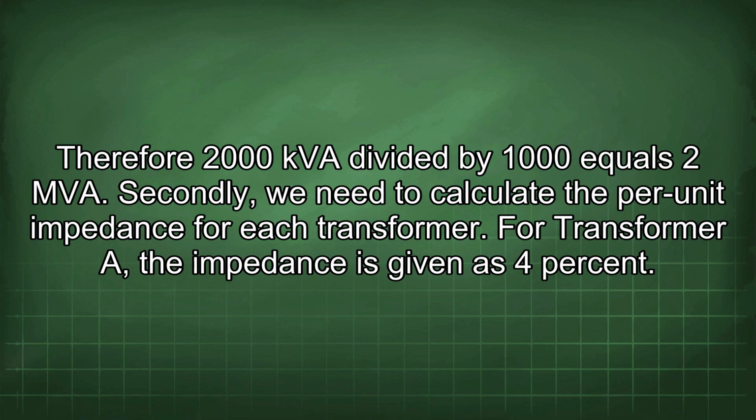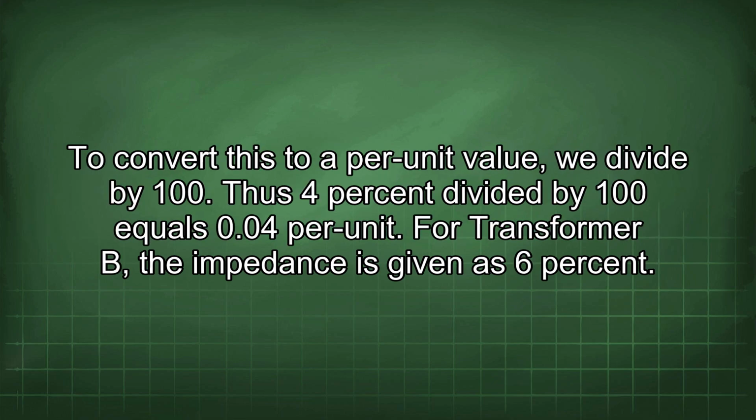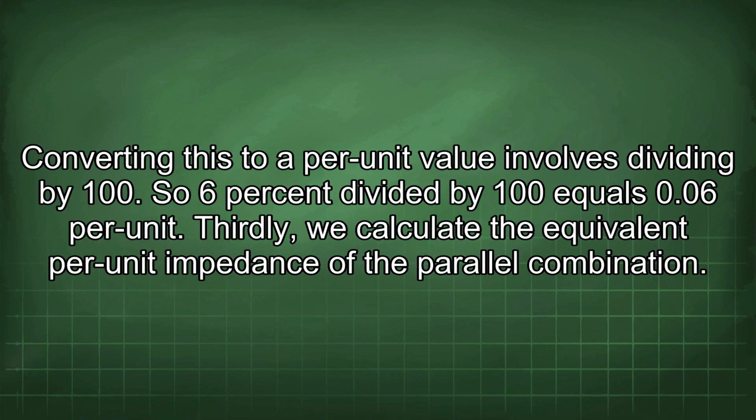Secondly, we need to calculate the per unit impedance for each transformer. For Transformer A, the impedance is given as 4%. To convert this to a per unit value, we divide by 100. Thus 4% divided by 100 equals 0.4 per unit. For Transformer B, the impedance is given as 6%. Converting this to a per unit value involves dividing by 100. So 6% divided by 100 equals 0.6 per unit.